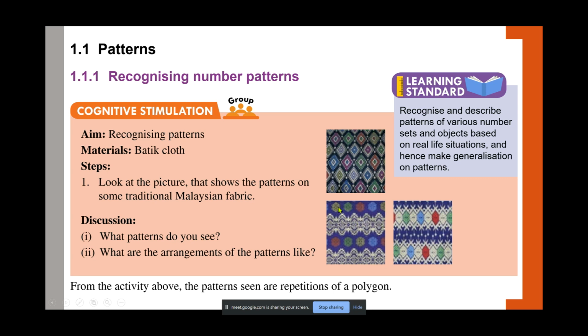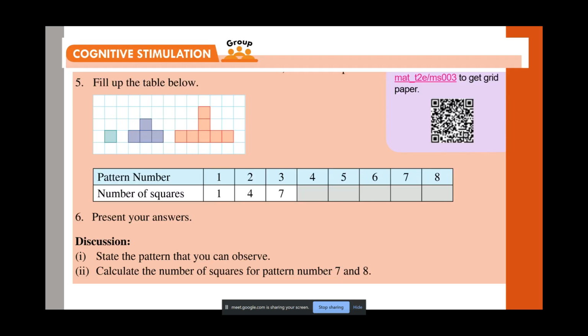Okay, it is repeated. So you just need to know basically patterns are a repetition of certain objects or numbers. Okay, let us look at the next slide here. So another cognitive stimulation, fill up the table below.